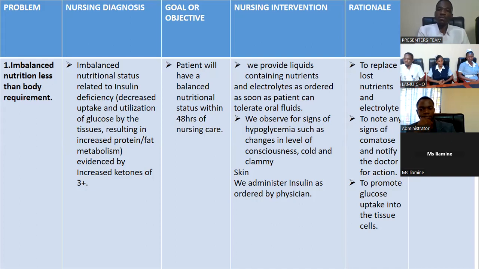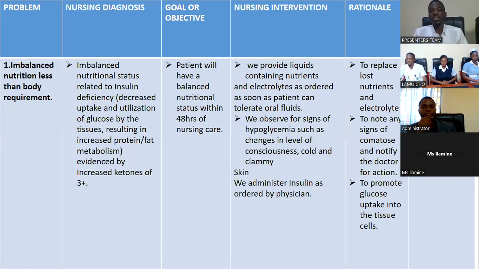We would observe for signs of hypoglycemia, such as changes in levels of consciousness, cold and clammy skin. Our rationale for this intervention was to note any signs of coma and notify the doctor for further action. Our third and last intervention on this problem was that we, of course, would administer insulin as ordered by the physician. And our rationale, obviously, for this intervention would be to promote glucose uptake into the tissue cells.